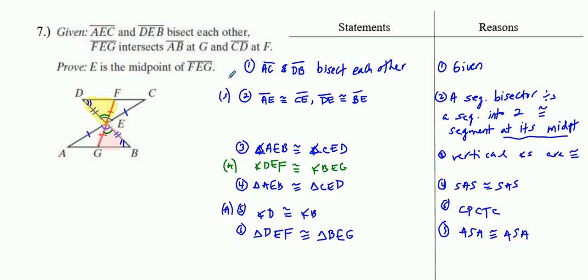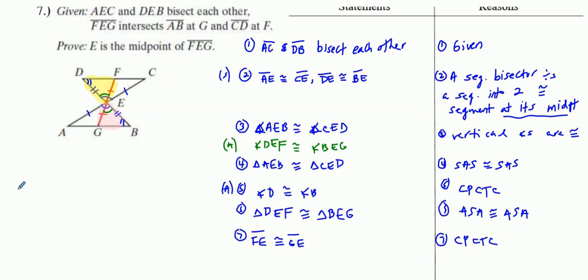Then, when we thought backwards originally, in order to show we have a midpoint, we need 2 congruent segments. So in this one, we would want FE to be congruent to GE. And those are corresponding sides in the yellow and the pink triangles. So I'm going to use CPCTC. And then we should be able to say that E is the midpoint of FG.